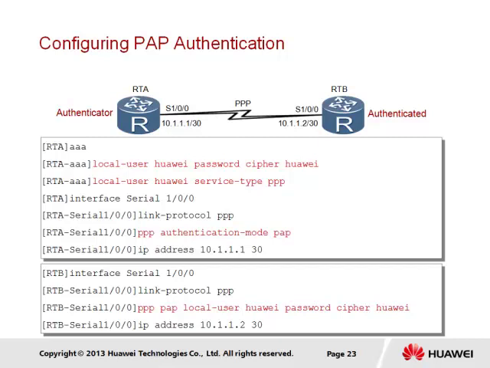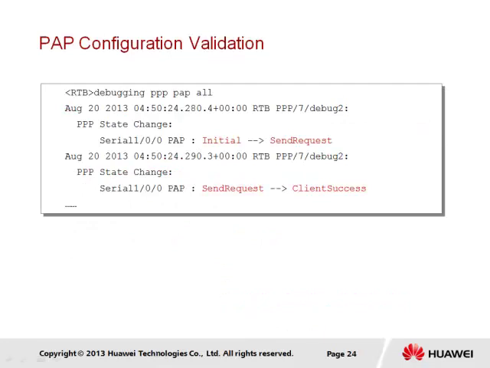For the peering authenticated device, which in this case is RTB, we must also configure PAP-based parameters in the form of the username and password that is to be sent to the authenticator using the PPP PAP local user command, where it is expected that the username and password match those set on the authenticator. Once PAP has been configured on both peers, we are able to use the debugging feature to observe the PAP operation. We show here the basic request and response operation that deems the peer request was generated as successful.